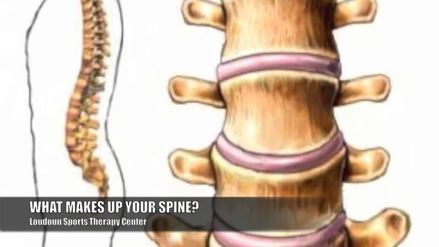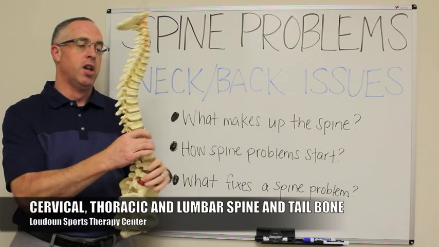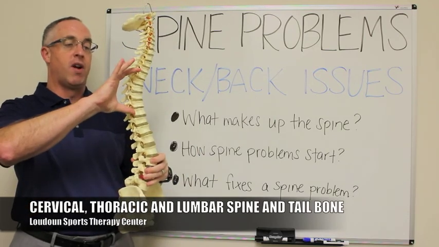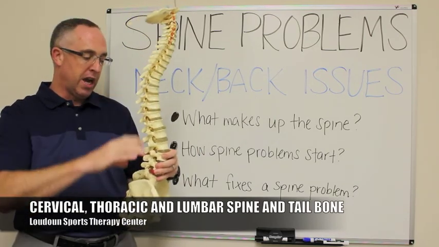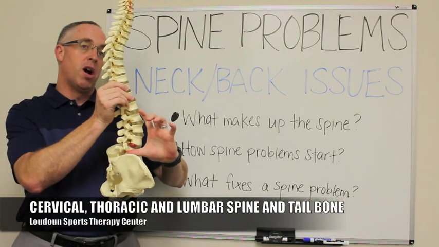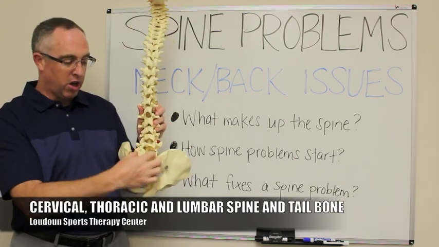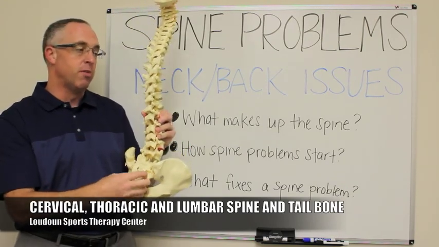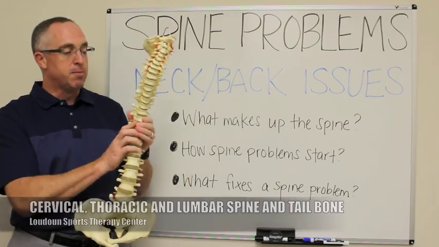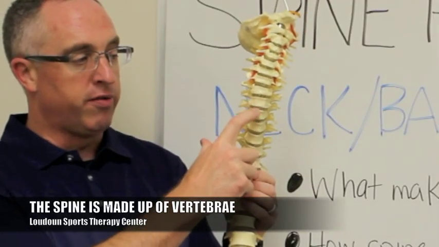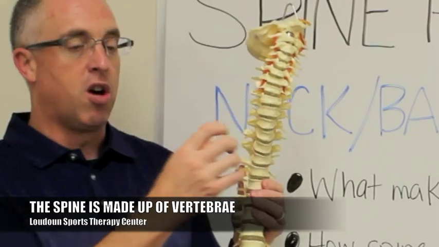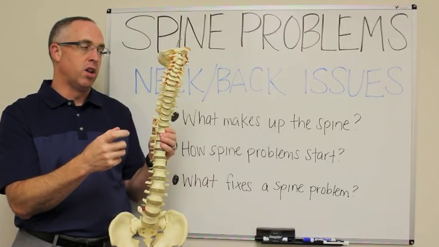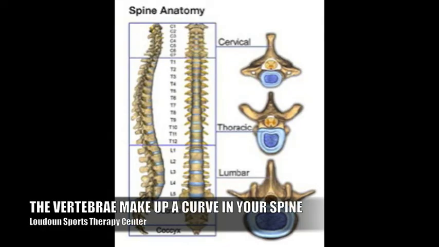So we have different parts to our spine. We would have what's called our neck or our cervical spine. We would have what we call our thoracic spine or our mid-back, our upper back. We would then have our lumbar spine or our low back, and then we would have what's called our tailbone or what we call your sacrum. So your spine is made up of these little bones called vertebrae. The little bones are like rocks that sit on top of each other, and they all sit on top of each other to make up a curve in your spine.